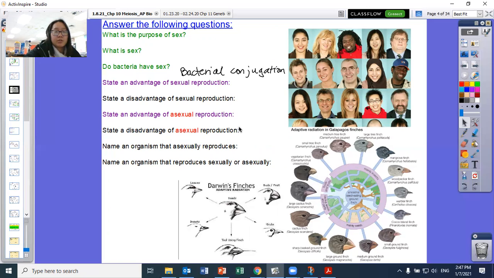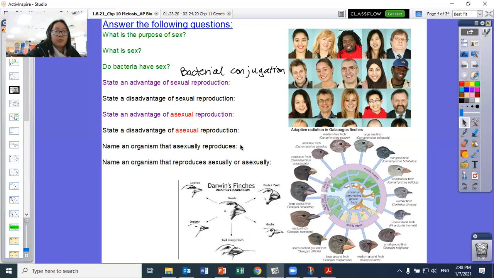Name an organism that asexually reproduces. We keep talking about bacteria, so that's a good example. Yeast is also a good example. Plants actually go through cycles. It's called alternation of generation. So every other generation, or based on the weather and resources available, they can asexually reproduce and produce spores that are basically clones of them, or they can do sexual reproduction on years where there's plenty of resources and plenty of water. Name an organism that reproduces sexually or asexually. Sorry, that was plants, because they can do both and they alternate their generation.